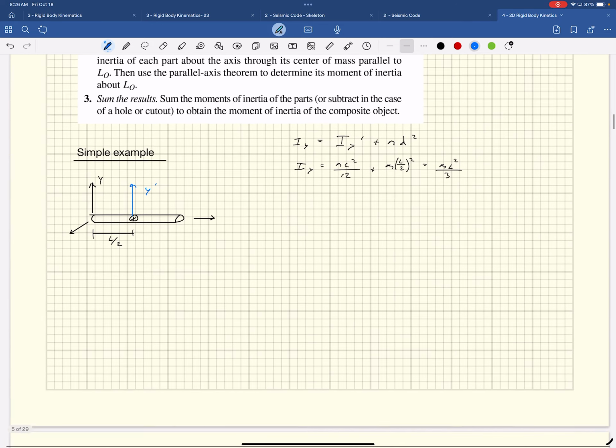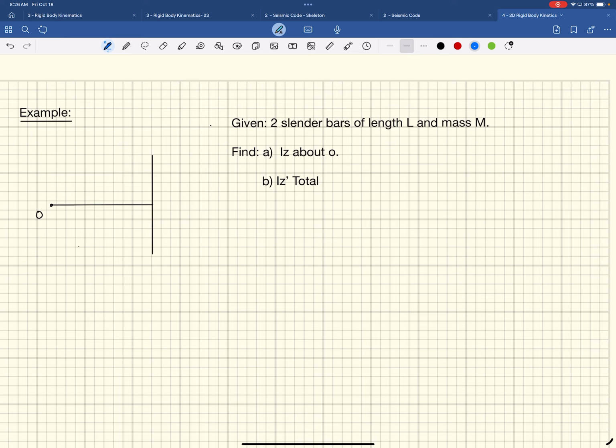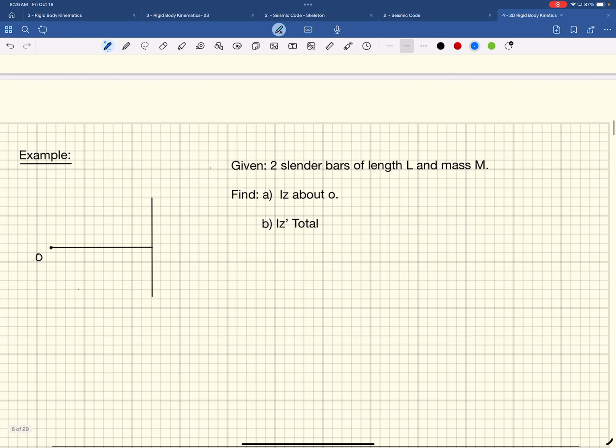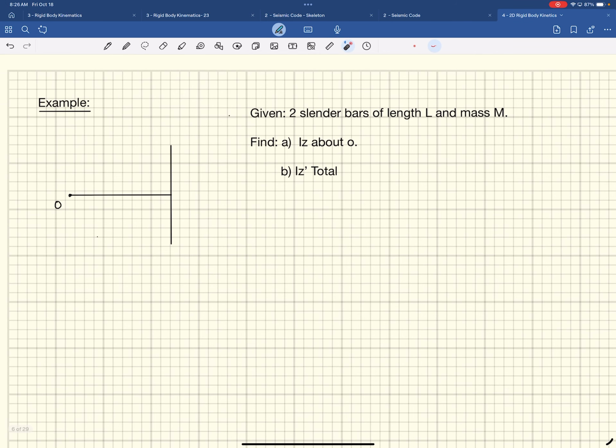Okay, let's apply it to a more complicated one. So we got this guy. This is a more interesting problem. We've got 2 slender bars of length L and mass m. And we're asked to find I_z about O and I_z total. So it's asking us for the moment of inertia about, right now we're in 2D stuff, so all of our moments of inertia are about the k-axis, because everything else is in the xy plane. So everything's being rotated about this axis, coming out this way. So you'd have one axis coming out at O, and we're trying to find what I is about that.